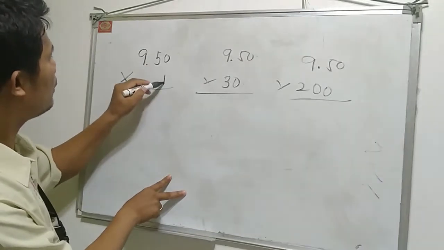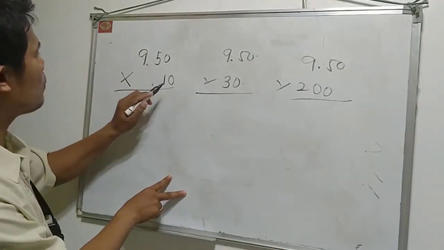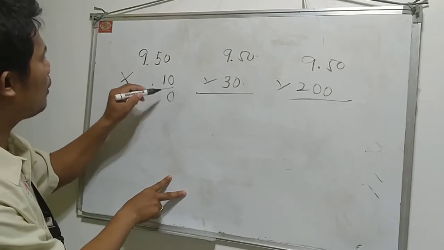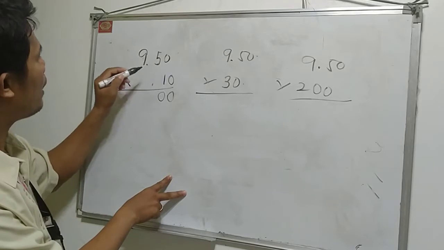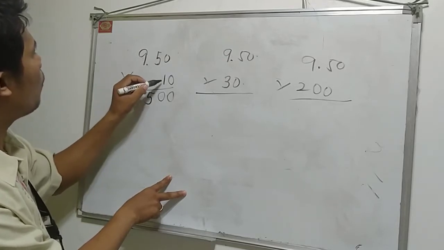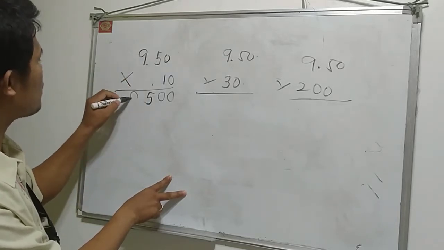So we have 1, or that is 10. So bring down 0. Then 1 times 0 equals 0. 1 times 5 equals 5. 1 times 9 equals 9.